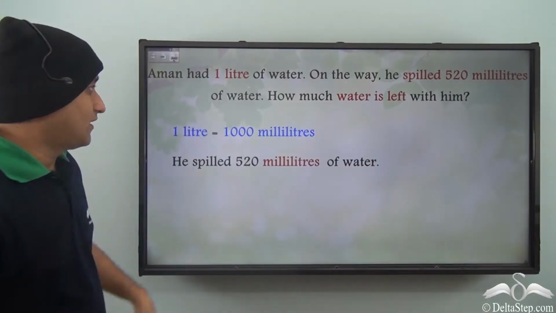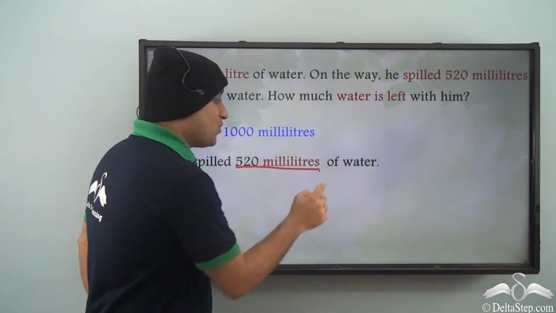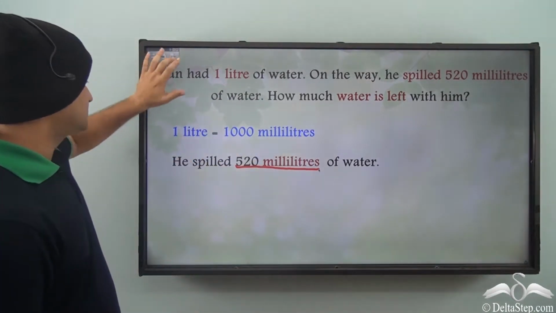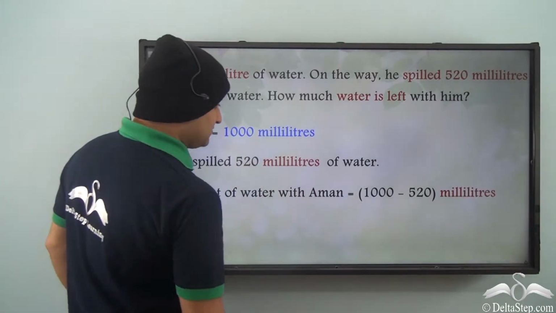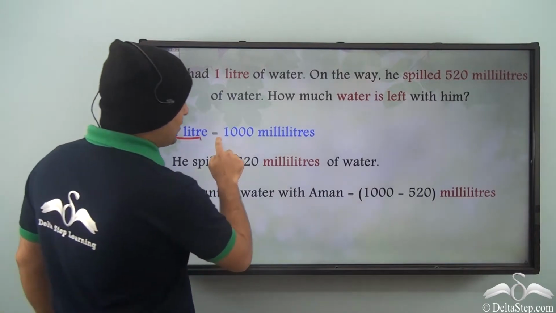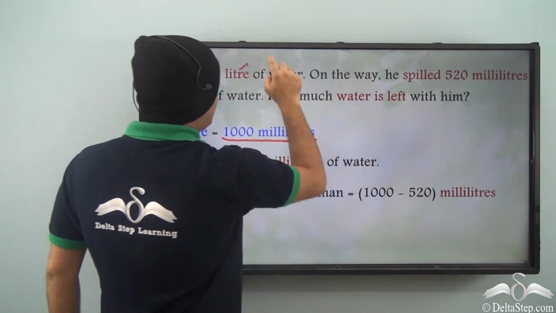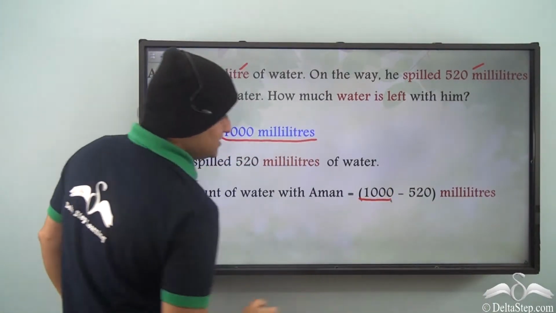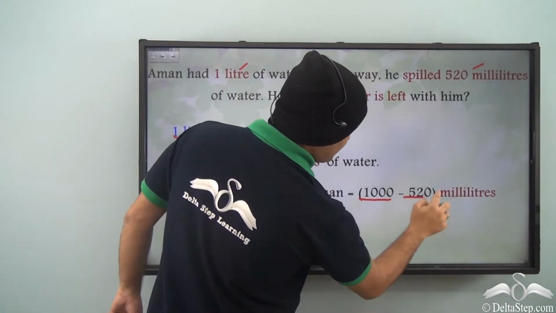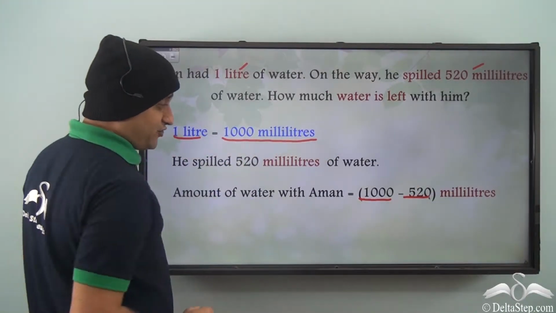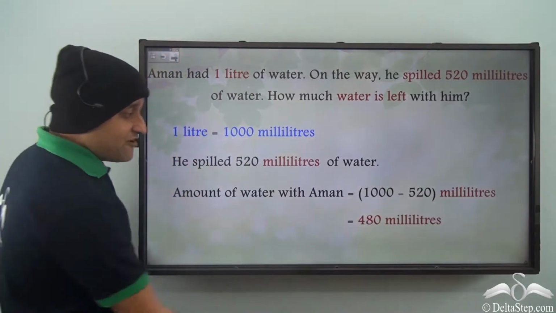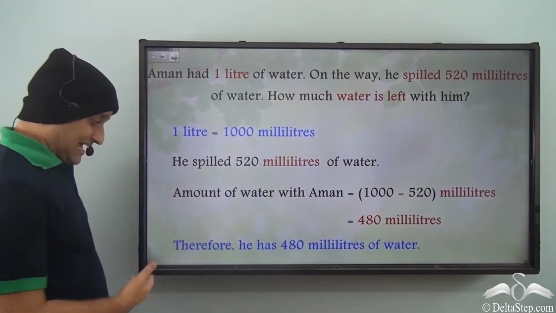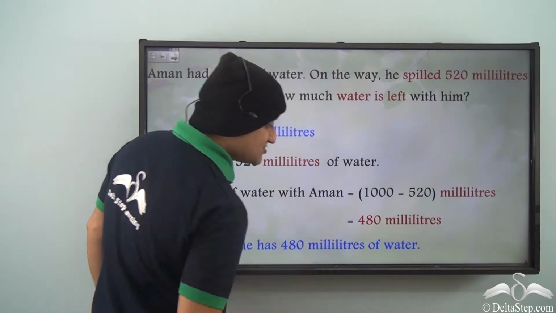Now, he spilled 520 milliliters of water, isn't it? So basically this amount needs to be subtracted. So the amount of water with Aman, well, he had 1 liter, that is nothing but 1000 milliliters, because we need to bring both of them into the same unit for calculation. So we converted 1 liter to 1000 milliliters, and we'll subtract 520 milliliters from that because he spilled 520 milliliters. So we have 480 milliliters. So this is the amount which is left with him. Therefore, he has 480 milliliters of water.